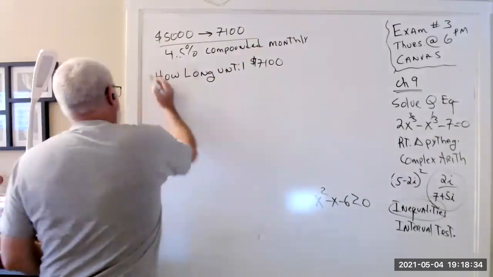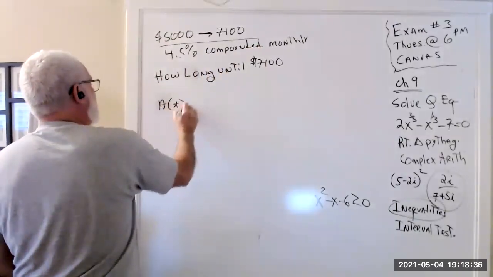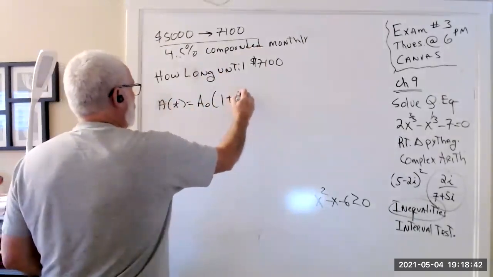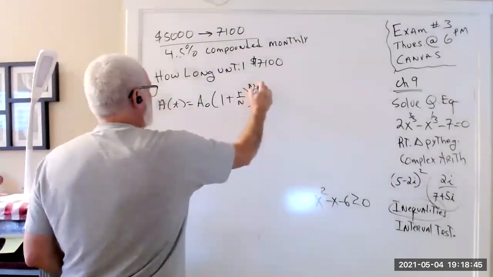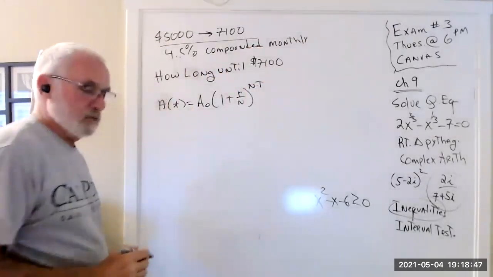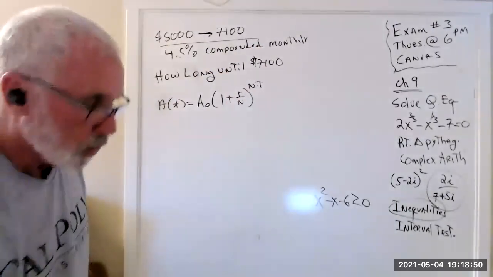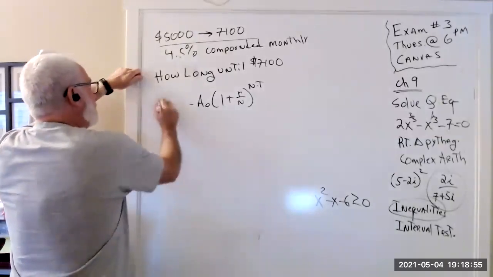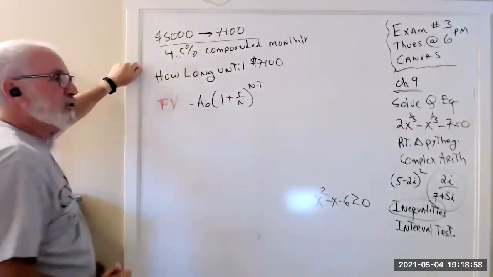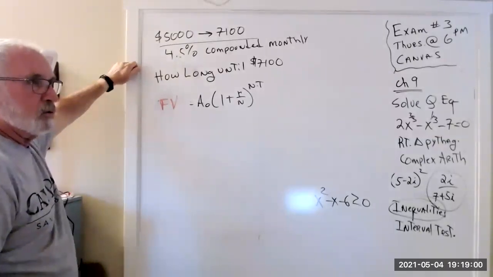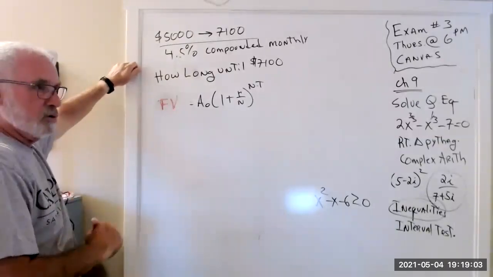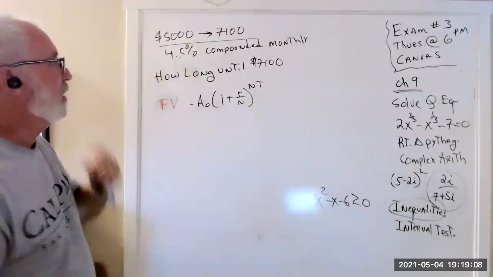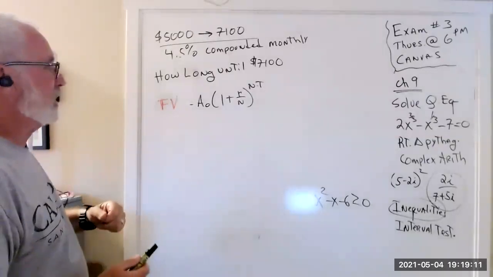I said A of t equals A sub 0 times 1 plus r over n raised to the n times t power. Now, when I taught this to you weeks ago, instead of A of t, I wrote this as future value. What is the value in the future? But it's the same as A of t, so it doesn't matter.